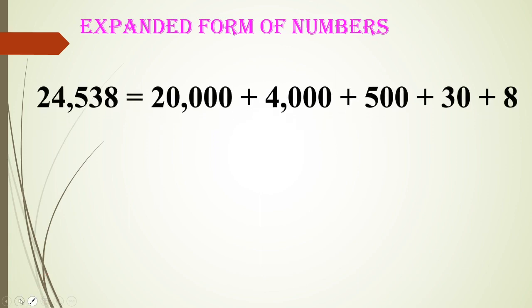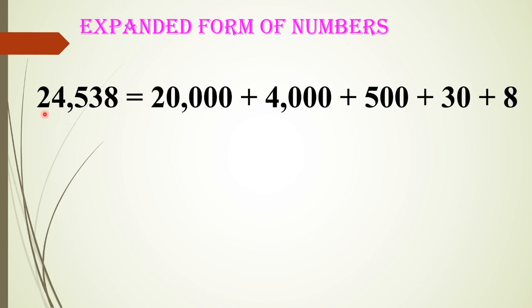Now if you know how to find the place value of numbers, you will easily write the expanded form of numbers. One number is here, we'll read this number. It is this ones position, then tens, then hundreds, then thousand, then 10,000. That means 24,538 is there. So if you want to write the expanded form of any given number, you have to add just its place value from left hand side to right hand side.